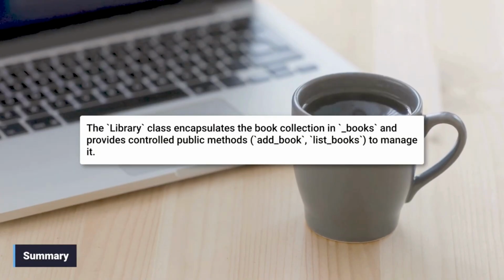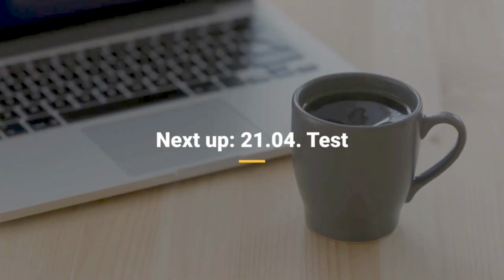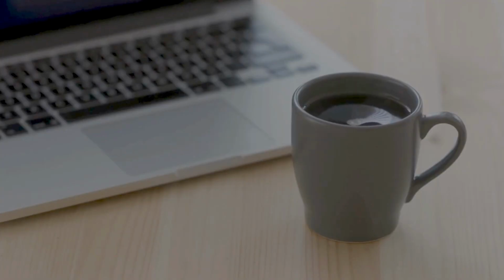To summarize, we now have two robust, encapsulated classes, book and library. Our next lecture, 21.04, Test. See you there.